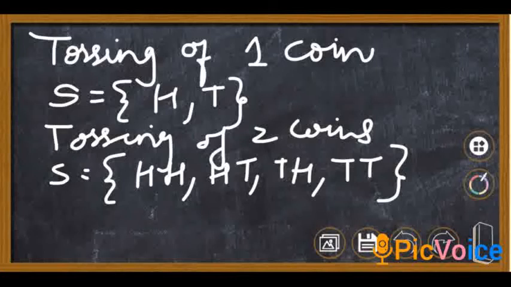Now when you toss two coins, both the coins together, you will either get both heads, or head on the first one and tails on the second one, or tails on the first one and heads on the second one, or both will be tails. So here you are going to get the sample space of 4 outcomes, that is HH, HT, TH and TT. So this is the sample space of tossing two coins.